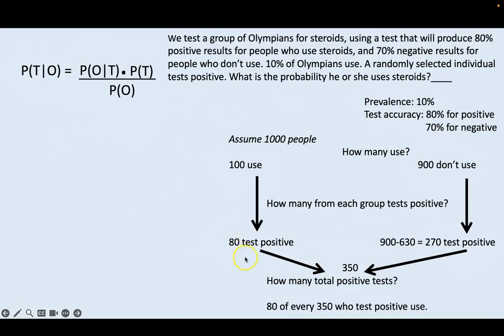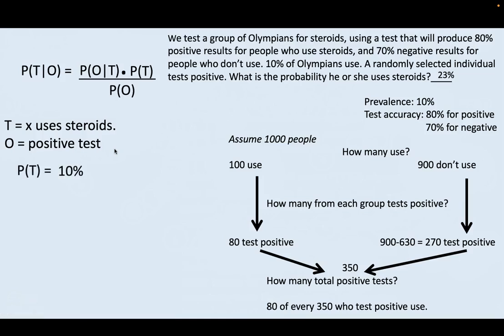I said before, this is the prior probability of the theory. So we can treat the theory as if it's X uses steroids. The person who tested positive uses steroids. The observation is the positive test. The prior probability of the theory is 10%. That's how probable it was that that person was a user, independent of the observation that they tested positive. The probability of the observation given the theory is the accuracy of the test, how strongly the theory that they're a user predicts the observation that they test positive, and that's 80%.